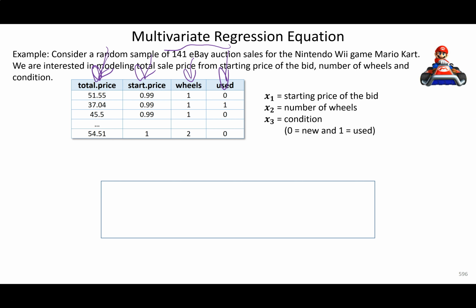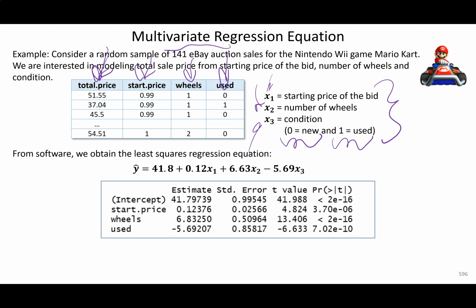And here, just to make it very clear, I have it well defined that X1 is the starting price of the bid, so that's going to be in US dollars. I have X2 here, it's going to be the number of Wii wheels included. X3 is going to be the condition. So in this case, this is what we're going to go into later on as an indicator variable. It will be assigned as 0 if it's new and a 1 if it's used.